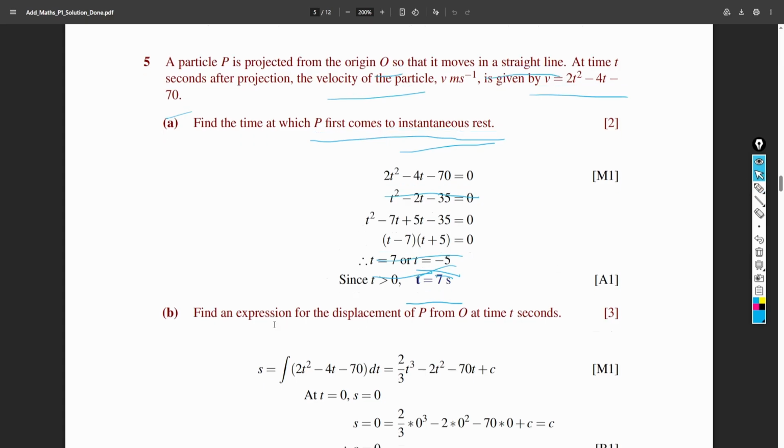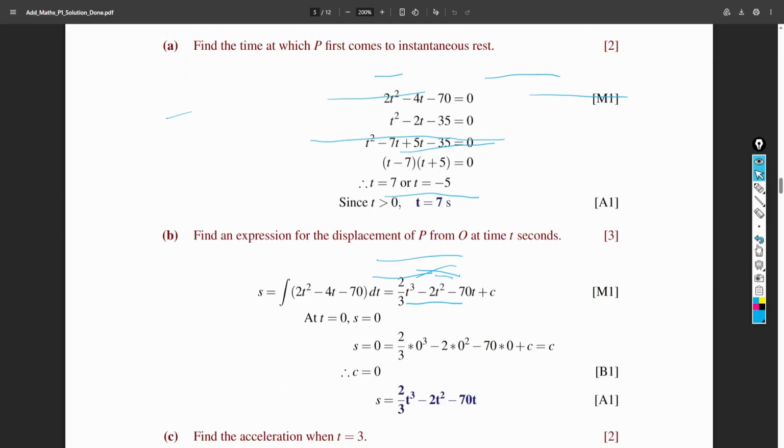In the next part, find an expression for the displacement of P after t seconds. Okay, so we have velocity, right? And we need to find the displacement. So what do we do? We just integrate, simply put. So we integrate this, and then, one thing is we have a plus c extra after integrating.